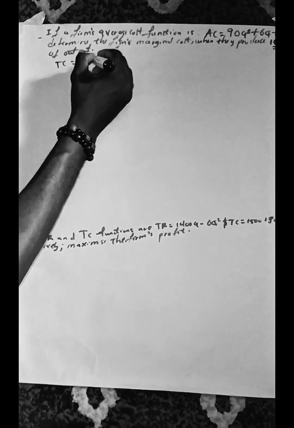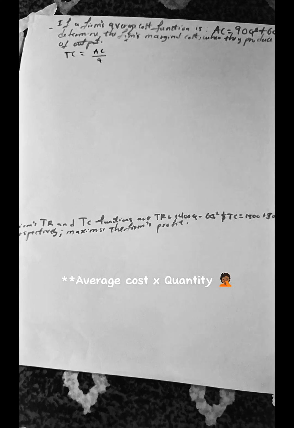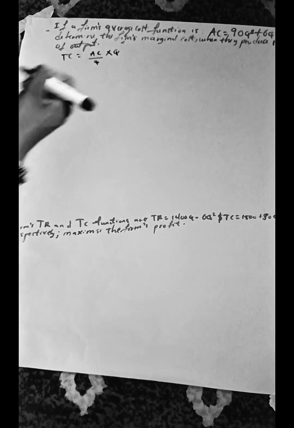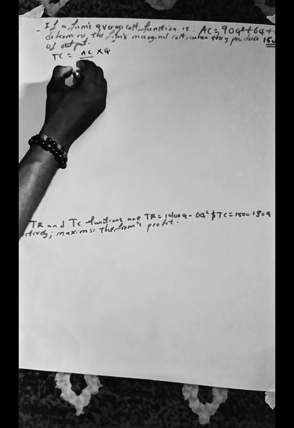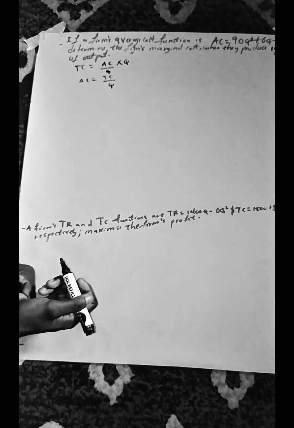So the thing is, average cost is equal to total cost divided by quantity or output produced. So total cost is equal to average cost times quantity produced. That's basically the mathematical explanation for total cost and average cost. Total cost is basically the cost per good produced multiplied by the total amount of goods you produce. So let's say you incur a cost of 10 naira when you produce one good. So when you produce 10 goods, you incur obviously a cost of 100 naira.